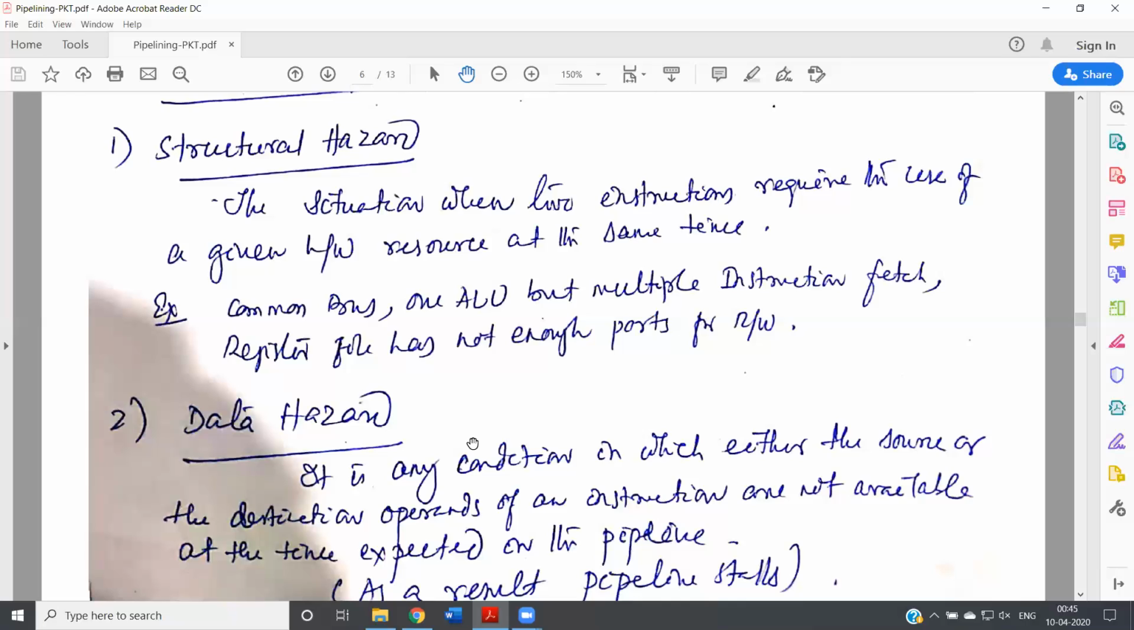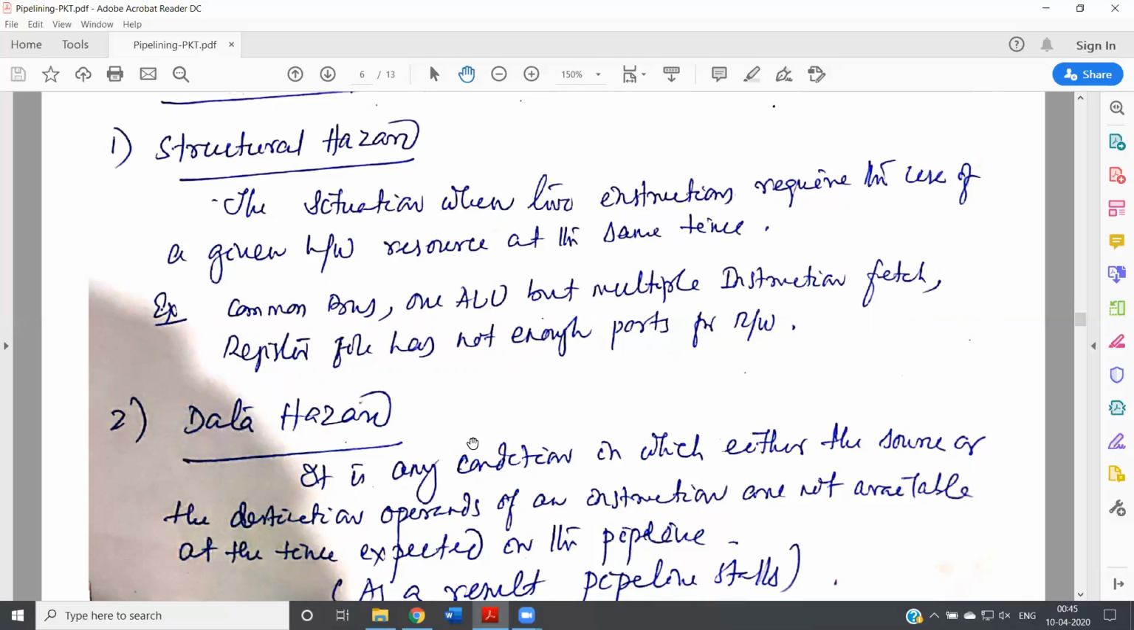If you have one ALU but fetch multiple instructions, even then, with one ALU, it can execute only one task at a time. So the other instruction has to wait. As it has to wait, a structural hazard occurs. Why does the hazard occur? Because not enough ALUs were available.